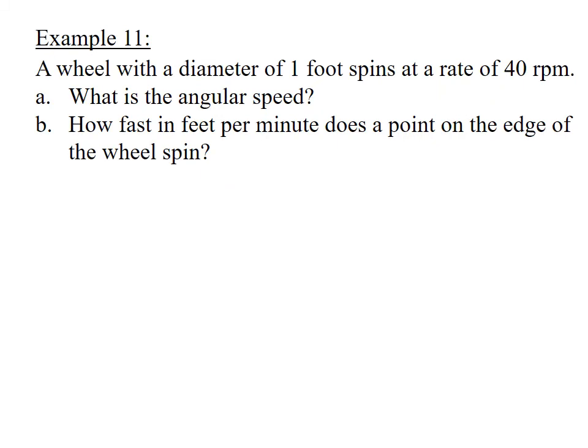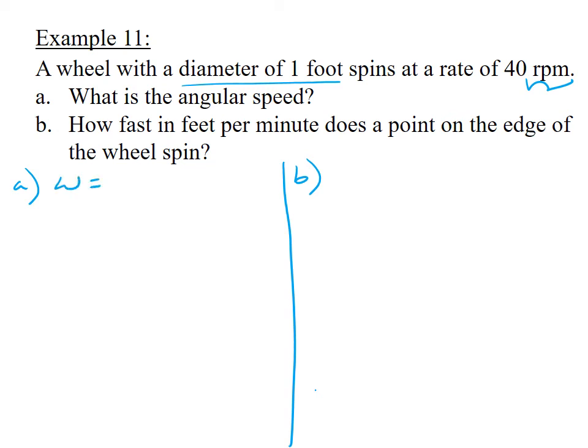Here it says a wheel with a diameter of 1 foot spins at a rate of 40 revolutions per minute. So this is revolutions per minute. We want to do two things here. We want to find the angular speed, and then we want to find the linear speed, or how fast it is traveling in feet per minute. So first, let's find the angular speed.